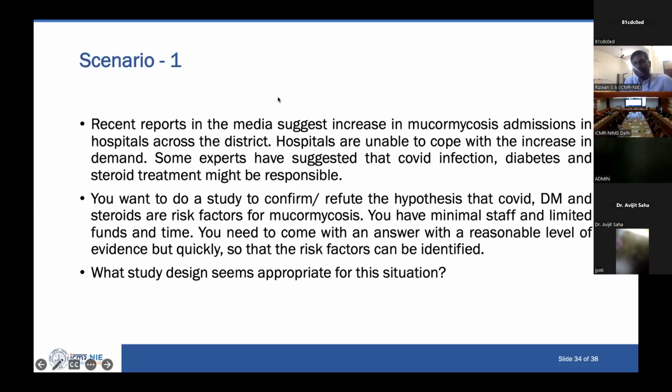Yes, case control study is the appropriate answer here because of two things that I said. You need the results quickly, but you have limited funds and time, and you have minimal staff. So the best thing here would be to go for a case control study. But if you had unlimited time and money, you could have set up a cohort to understand the time sequence better. Very appropriate answer. Thank you for responding. Yes, controls without mucormycosis. So the cases will be those with mucormycosis. Controls will be patients who are admitted in the hospital for other reasons, that is non-mucormycosis.